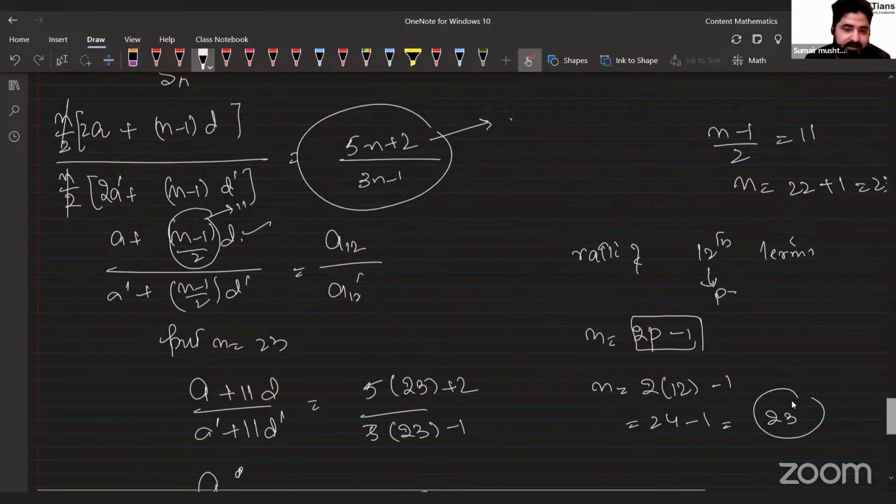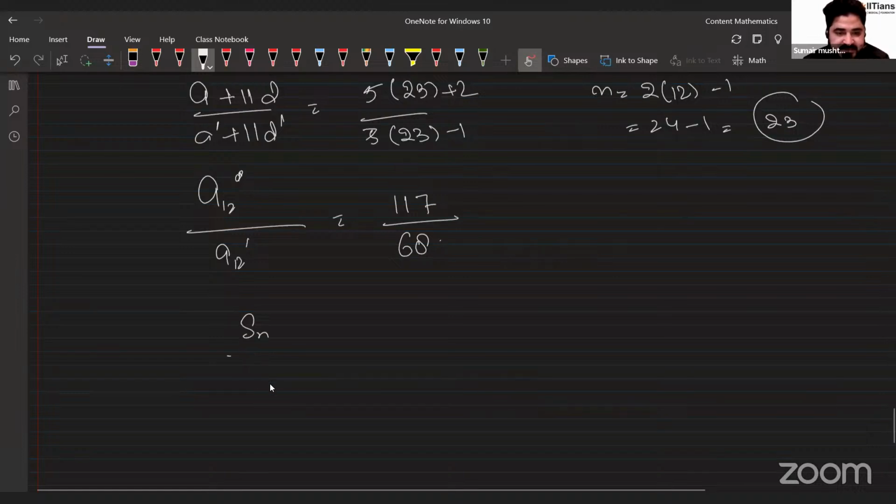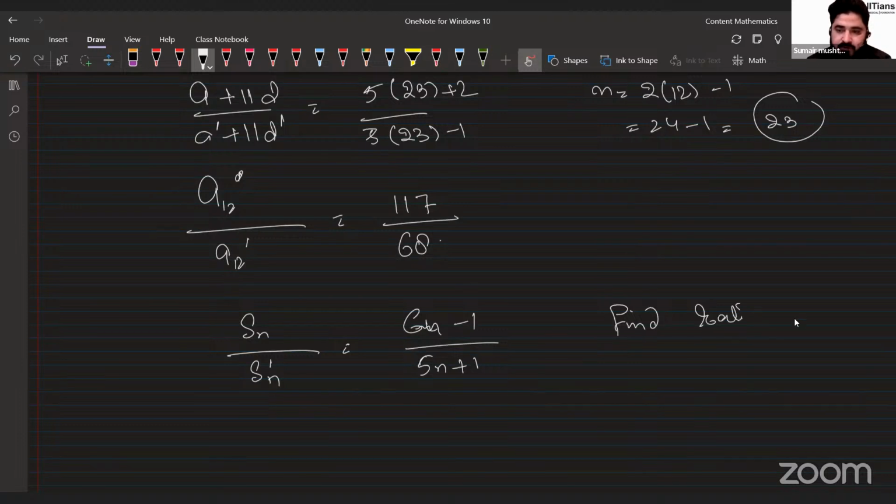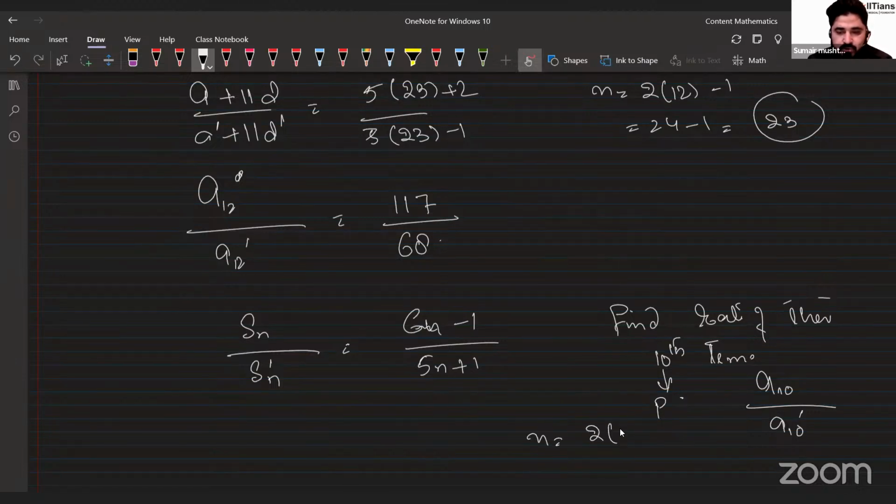One more example. Let us suppose Sn and Sn dash, the sums of n terms of the two APs, are 6n minus 1 and 5n plus 2. Find the ratio of their 10th terms. So what's p here? That means you have to find a10 divided by a10 dash. So p is your 10. So n will be equal to 2 times 10 minus 1. That's 20 minus 1, that's 19. Plug in the value of 19. You got the answer.